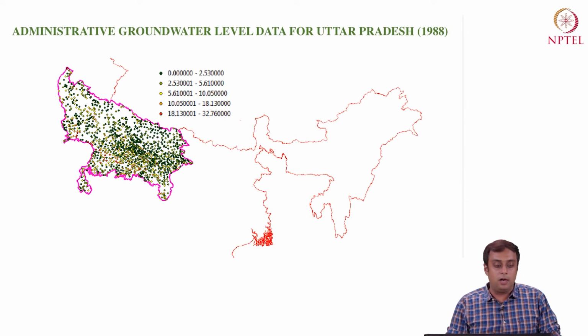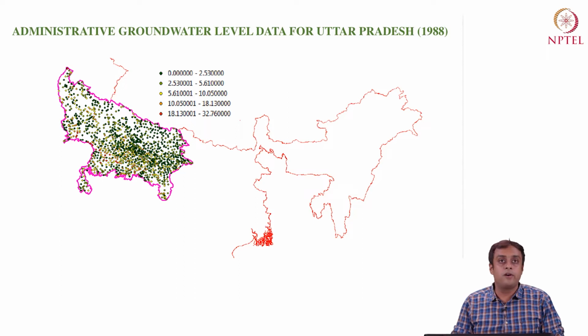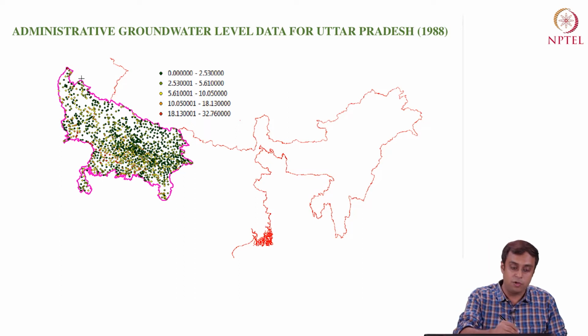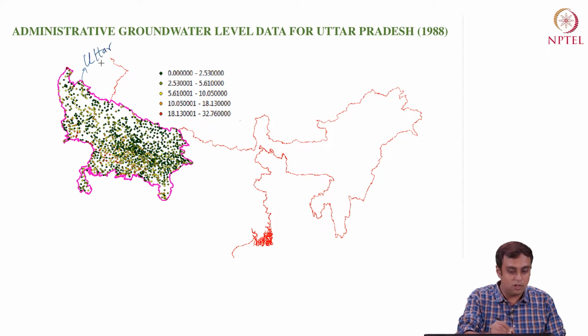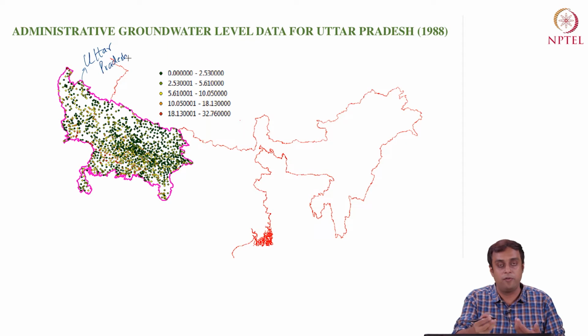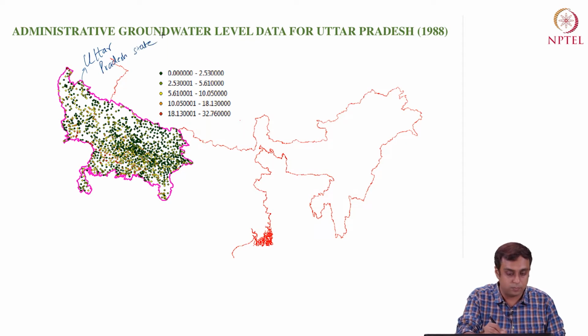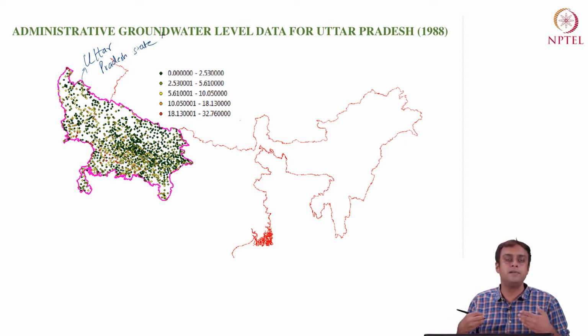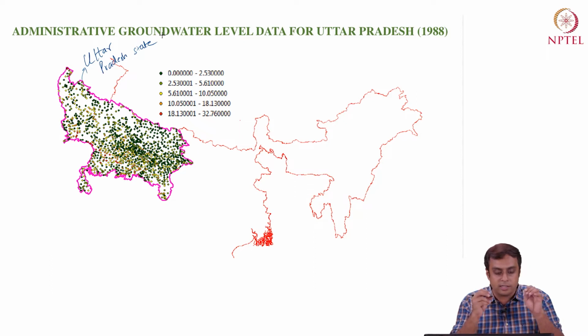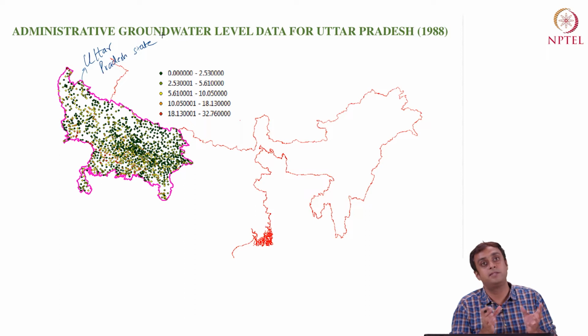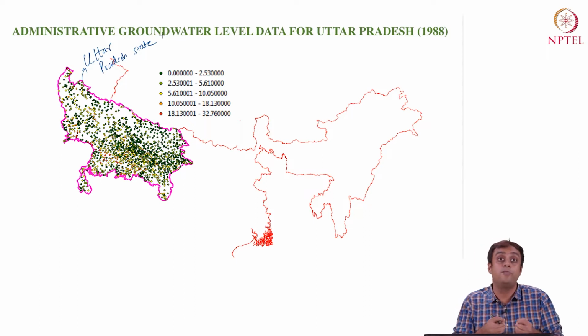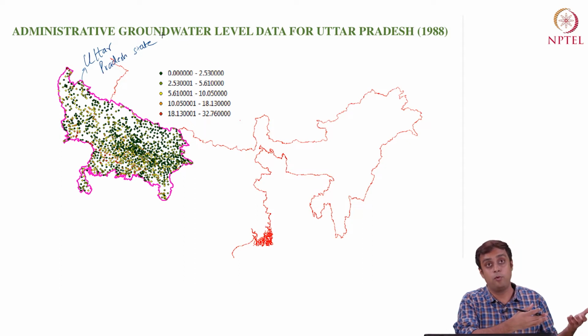I'm just showing you a figure of Uttar Pradesh, so you can guess that we are looking at the administrative boundary of Uttar Pradesh state, which is in pink color. And the dots that you see inside the Uttar Pradesh state are groundwater monitoring wells installed by the Central Groundwater Control Board.